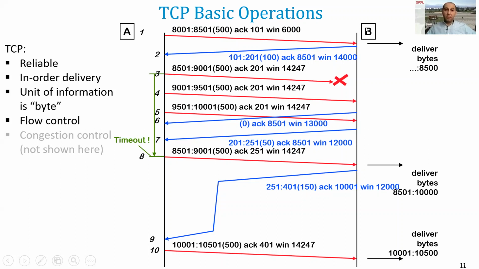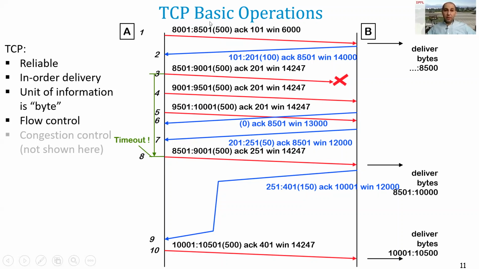At the same time, A is acknowledging the byte 101 that has been already sent by B. So B has already sent some data, and now A is acknowledging the data received from B. And what does this mean, acknowledge 101? The acknowledgement with TCP is cumulative. This means that all bytes received before 101 are well received, and now the next expected byte is byte number 101.